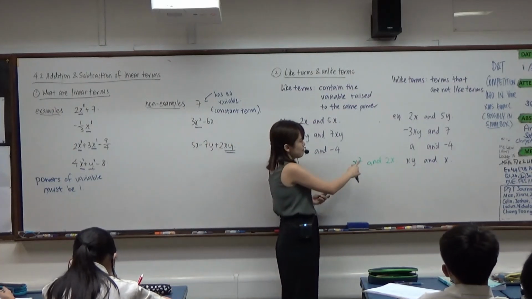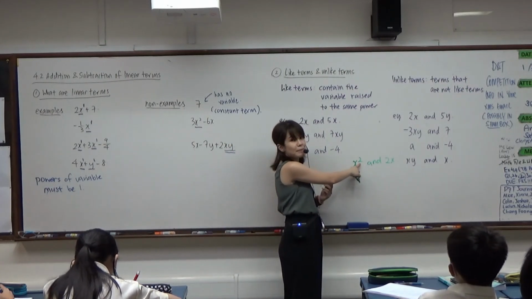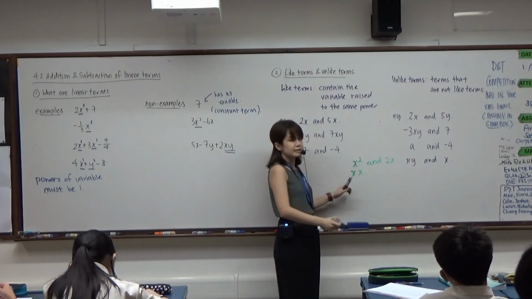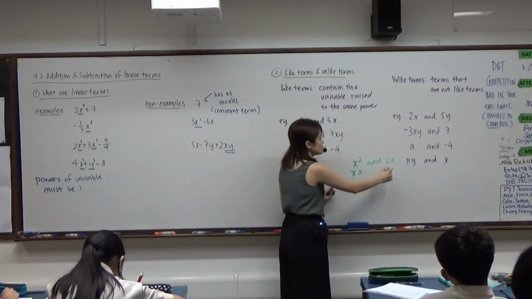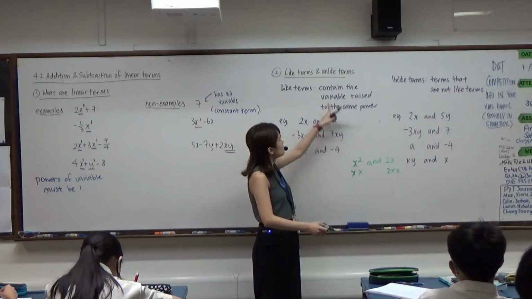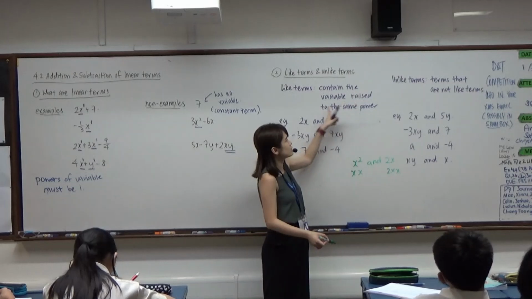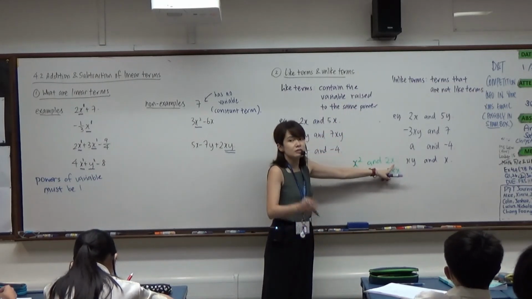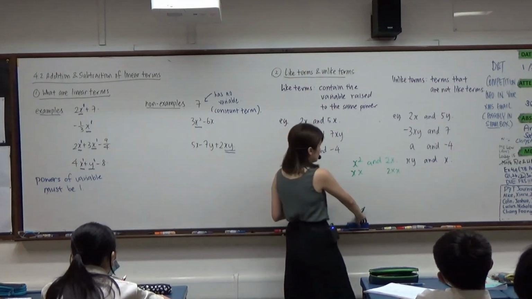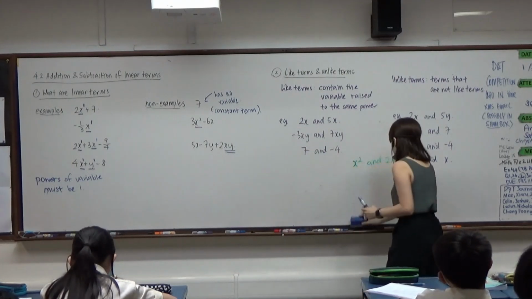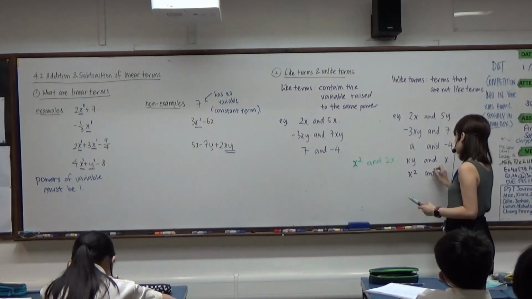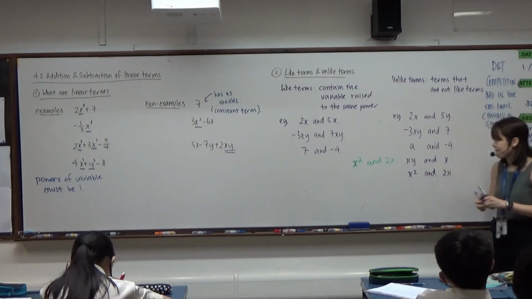Why? Because in this case, this one has a power of 2, so actually it means x times x. Whereas this means 2 times x. They mean different things. So for like terms, they need to be raised to the same power. This x is raised to the power of 1 only. So they are actually not like terms at all. So I will place x squared and 2x over here.